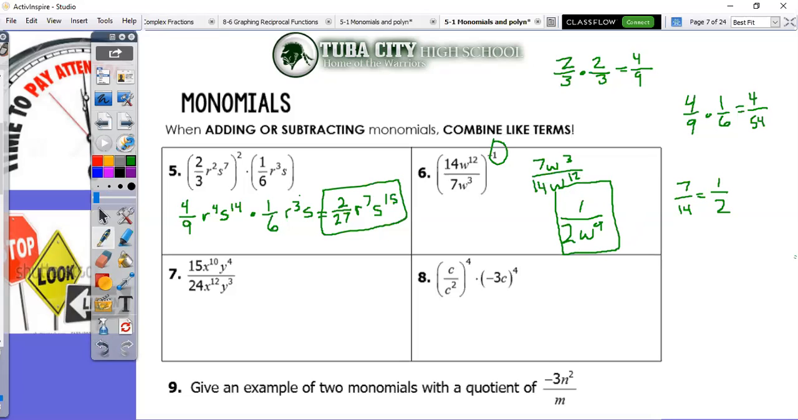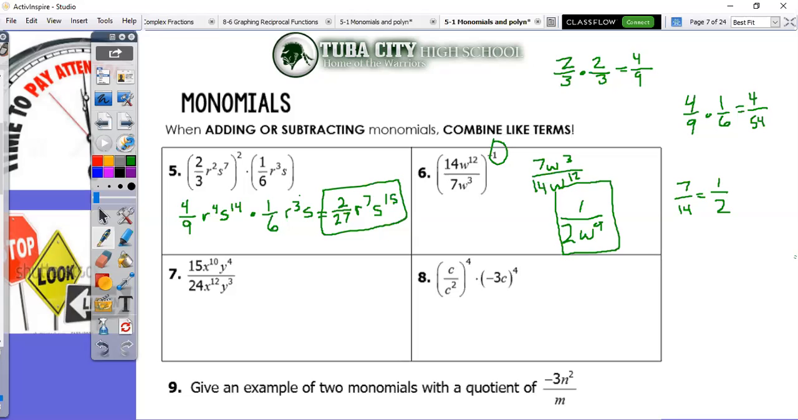So w to the negative 9, if I move it to the bottom, is now just regular positive w to the 9. There we go, we're done with that one. Let's move on to number 7.